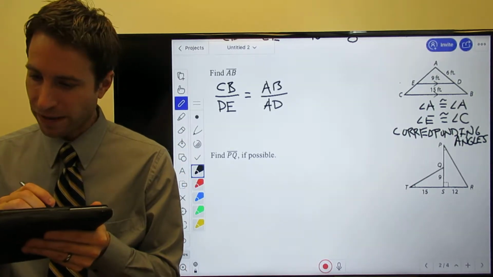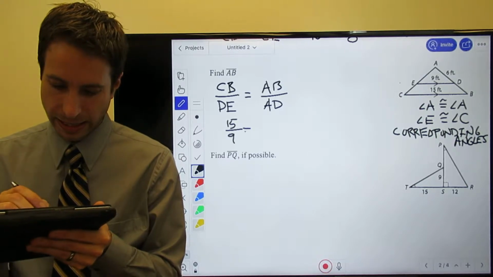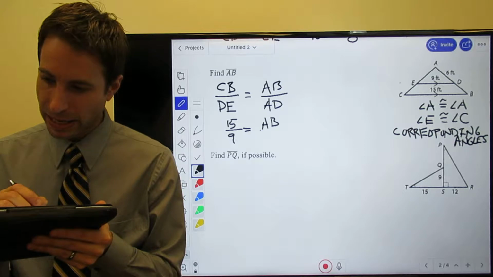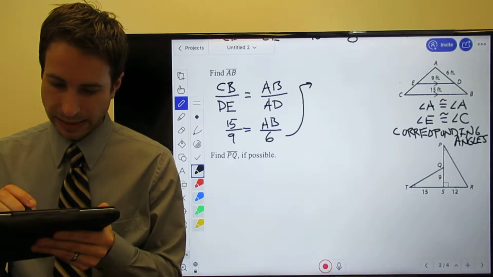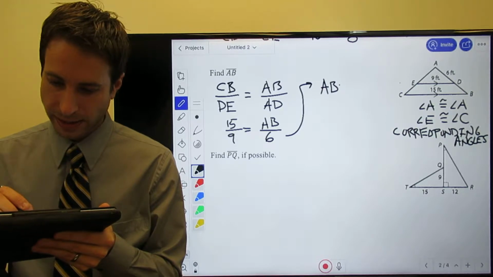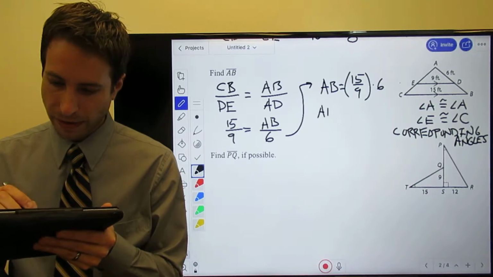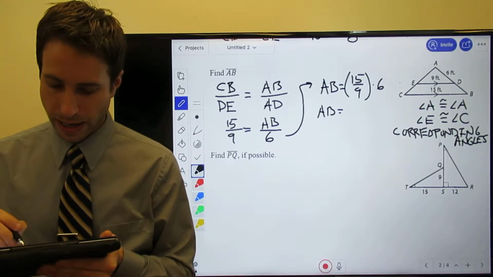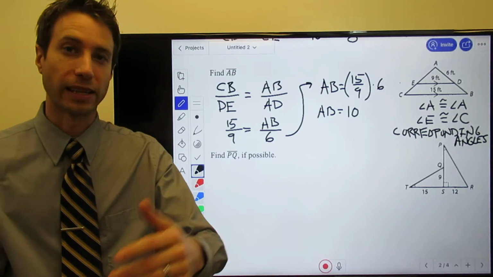Great. Plug and chug, don't fat finger something on your calculator. I have 15 over 9 is equal to AB over 6. Pretty easy. Multiply the 6 to the other side. 15 over 9 multiplied by 6. Don't fat finger something on your calculator, and we get 10. So we found the length of our unknown side.